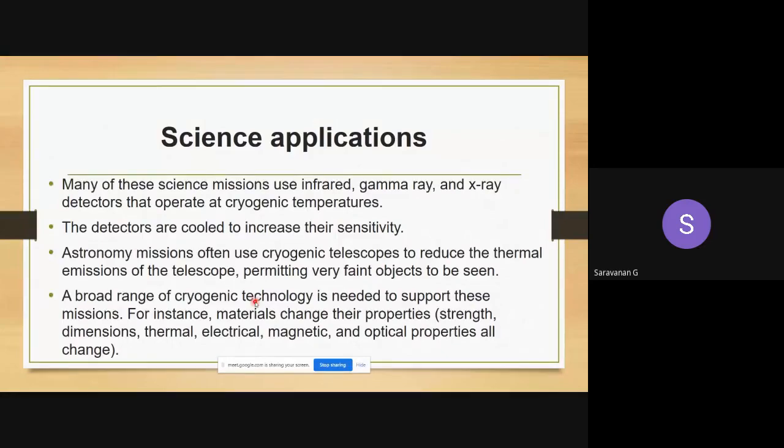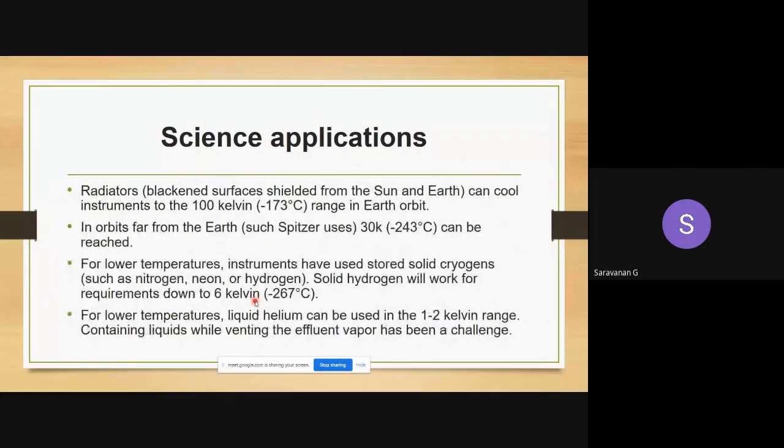Then there will be some radiators. Apart from the telescopes, the first one is detectors, the second one is telescopes, the third one is radiators. Radiators are meant for cooling purposes. They can cool the instruments to 100 Kelvin in Earth orbit. Radiators are nothing but blackened surfaces shielded from the sun and Earth. That is known as radiators.